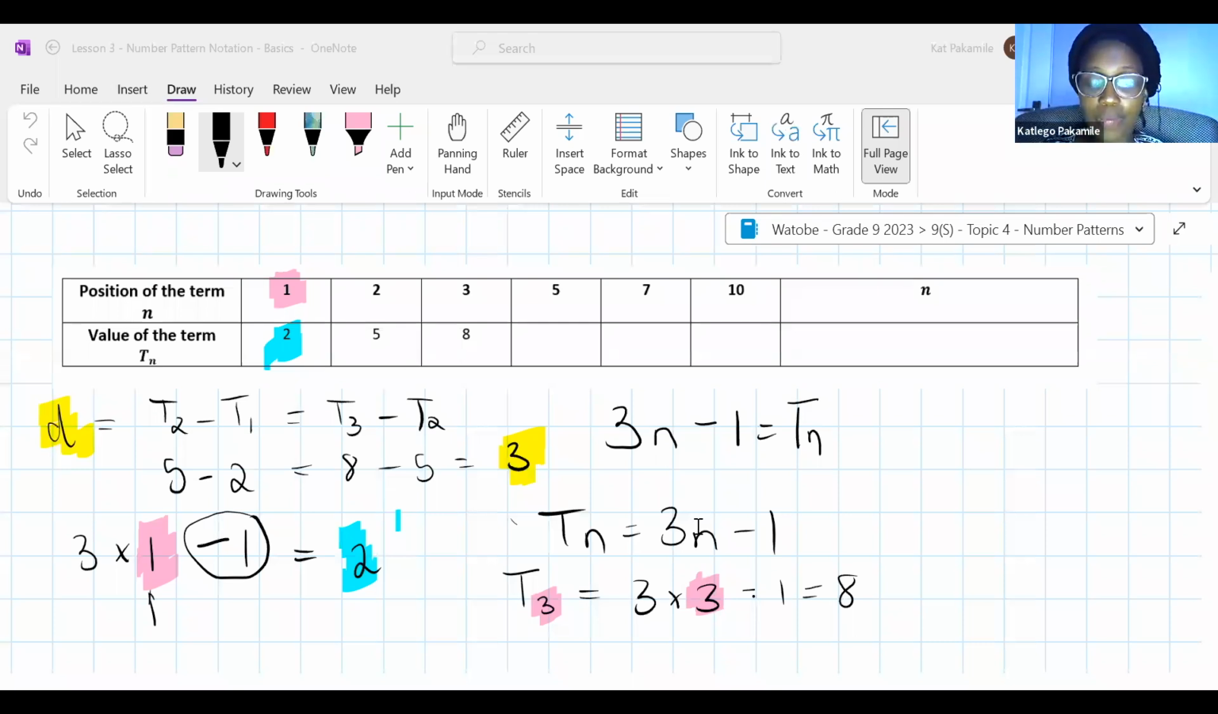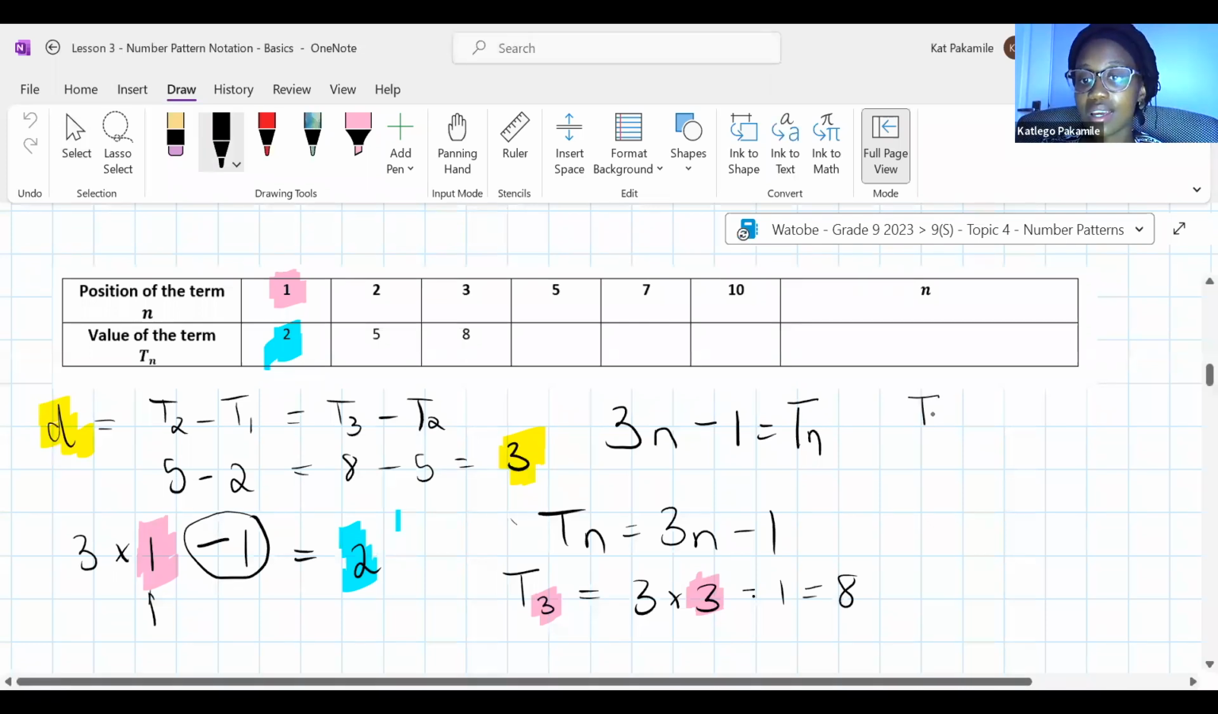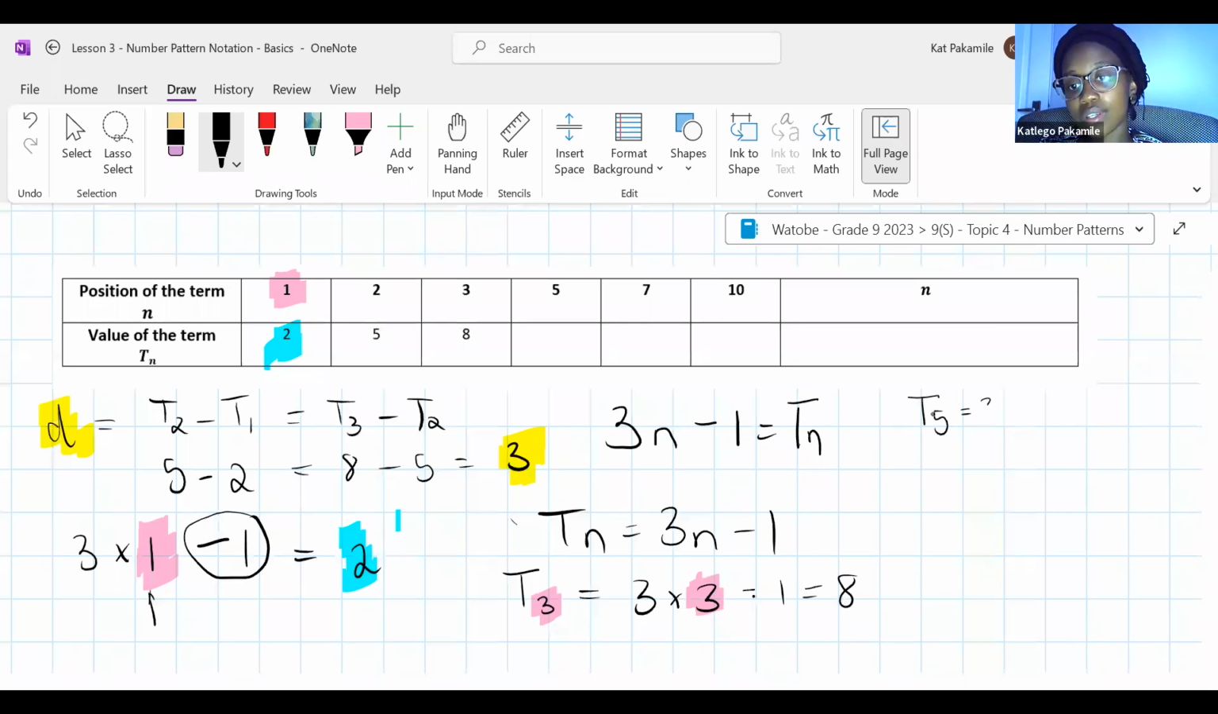Hi, Lonwabo. Are you going to do number 5 with me? Yes, ma'am. So we're going to say T5 is equal to 3 times 5 minus 1. And then 3 times 5 is equal to 15, and then 15 minus 1 is 14. There we go. 14. So we get it.